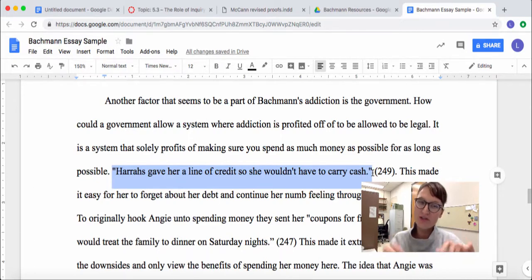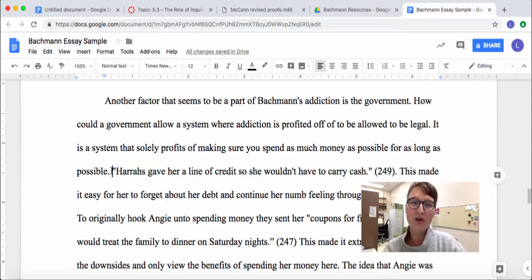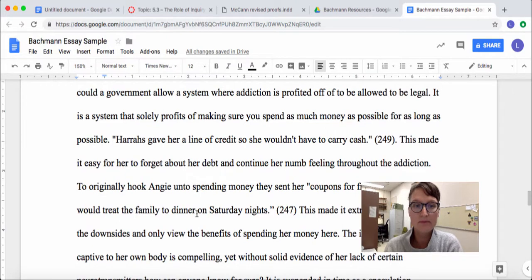And I should also point out with that quote, they didn't introduce the quote. It's just sort of like hits the reader in the face. It's a dropped quotation where they didn't say something like, according to Duhigg, Harrah's, etc. So they need some improvement in the way they're working with sources and incorporating the evidence into the paragraph. And then it goes on.